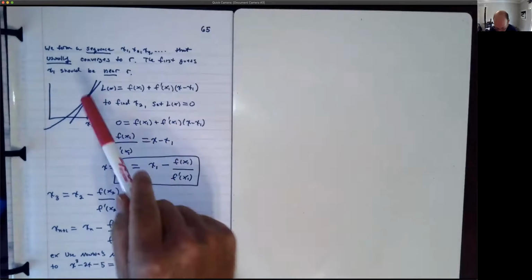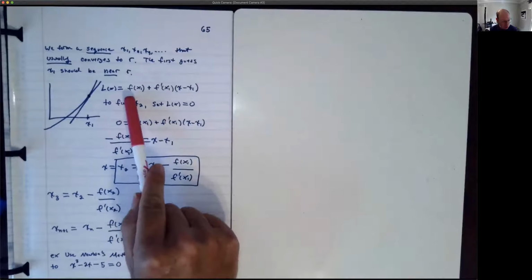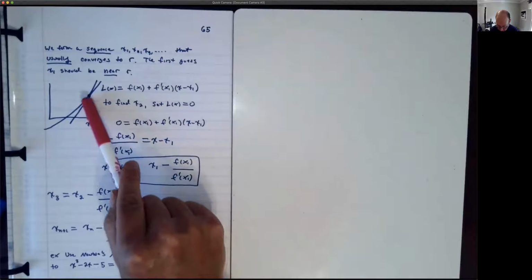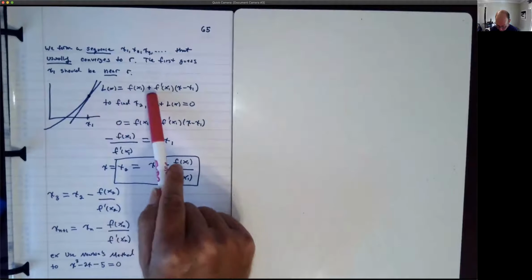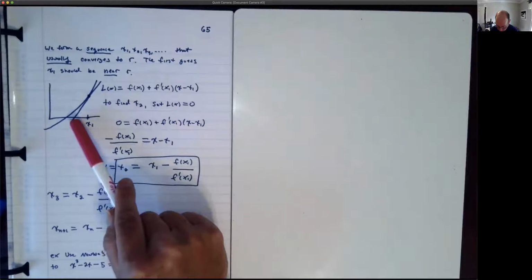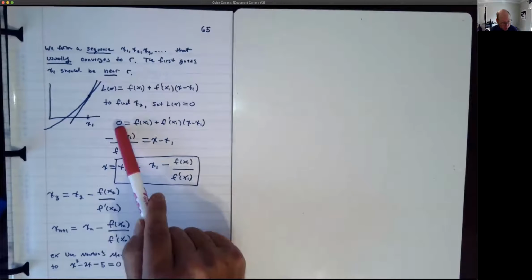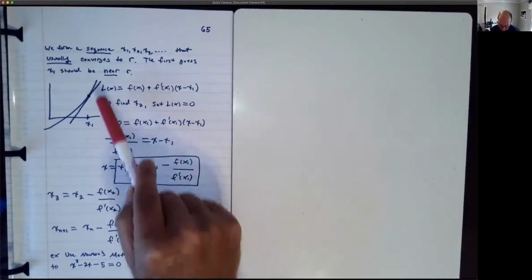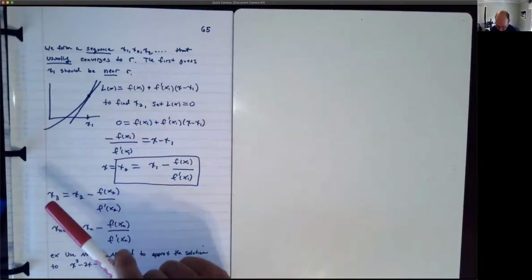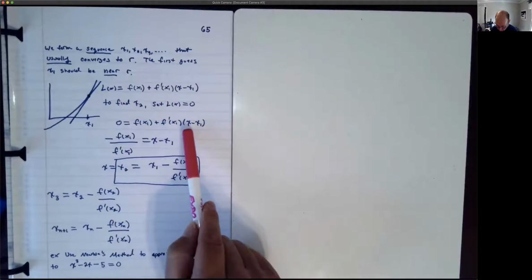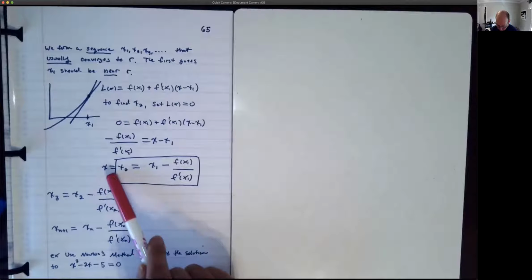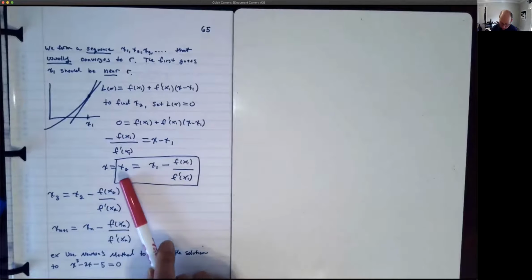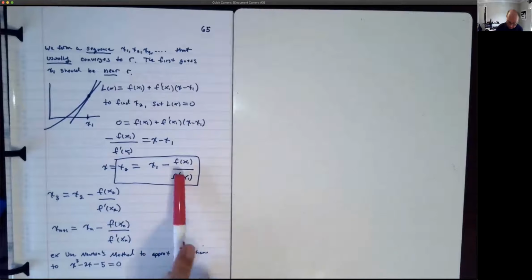Okay, so we start with the linearization of f of x at x equals 1. And to find x2, we set the linearization, which is the y value of the equation, to 0, and solve for the intersection of the line and the x-axis. Setting it equal to 0, solving for x, we call that x2. So x2 is x1 minus f of x1 over f prime of x1.